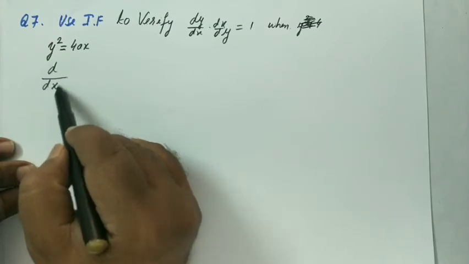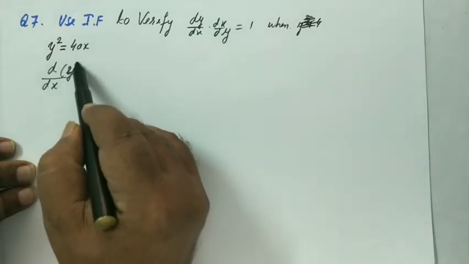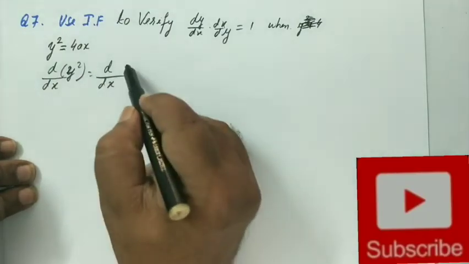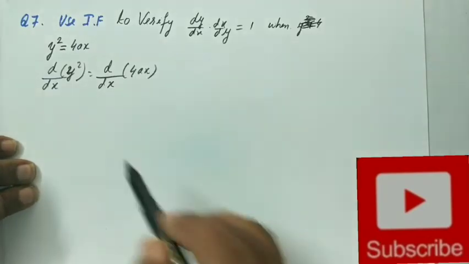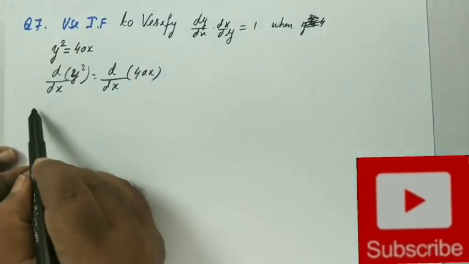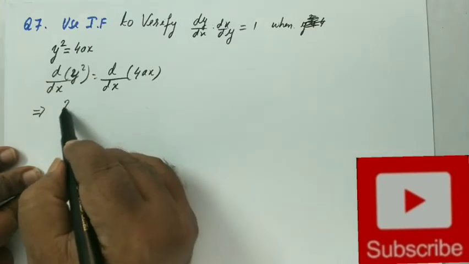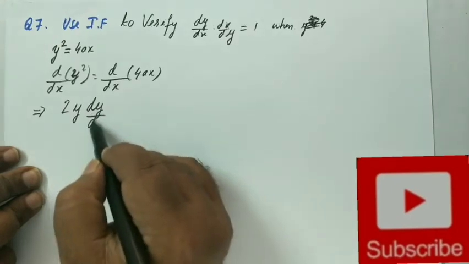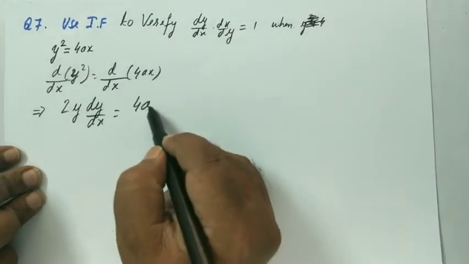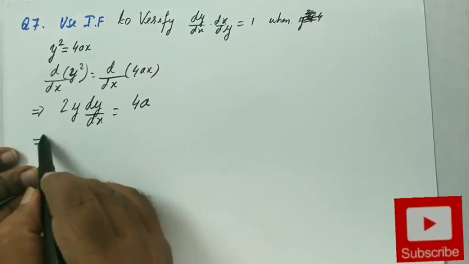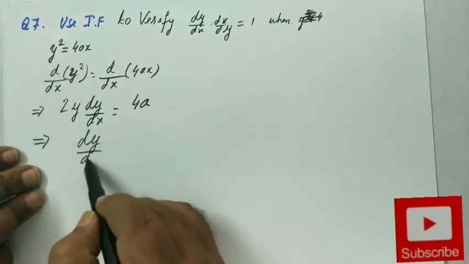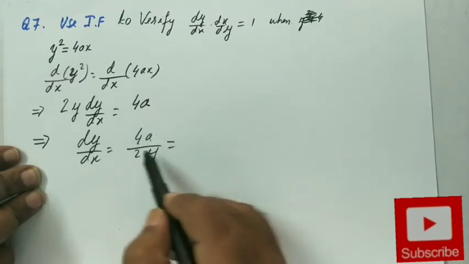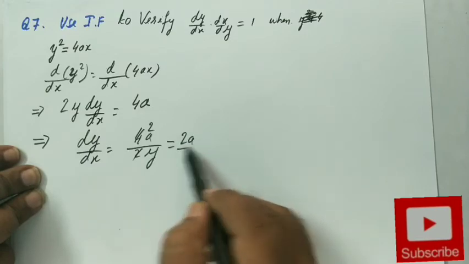d into y square. It's an implicit function, so I write here 2y dy by dx and here 4a. So I get dy by dx is equal to 4a by 2y, which is equal to 2a by y.